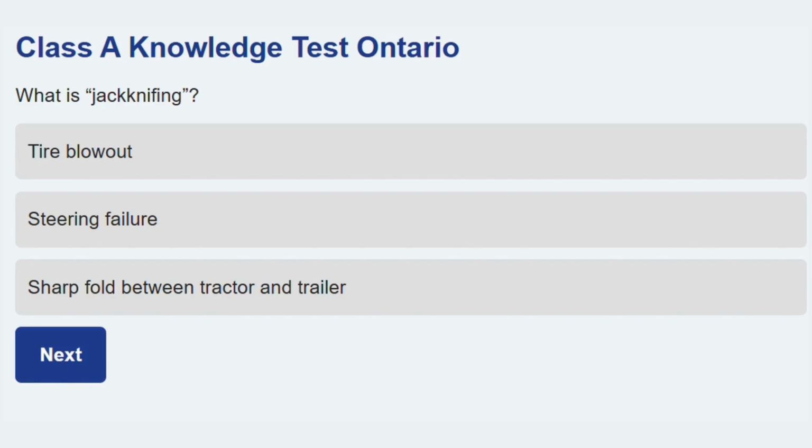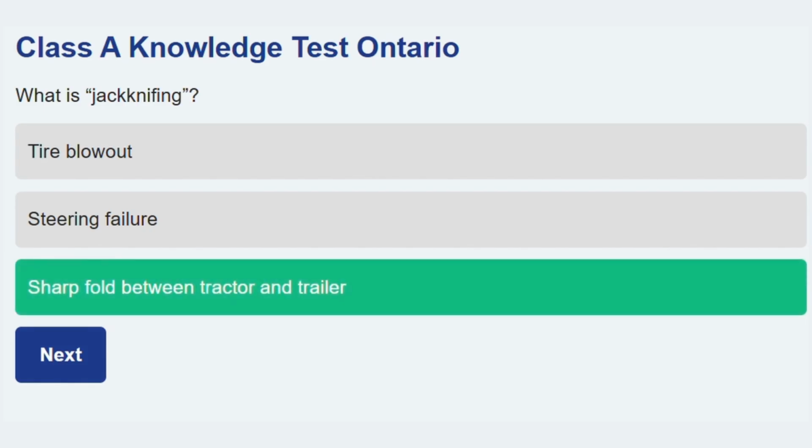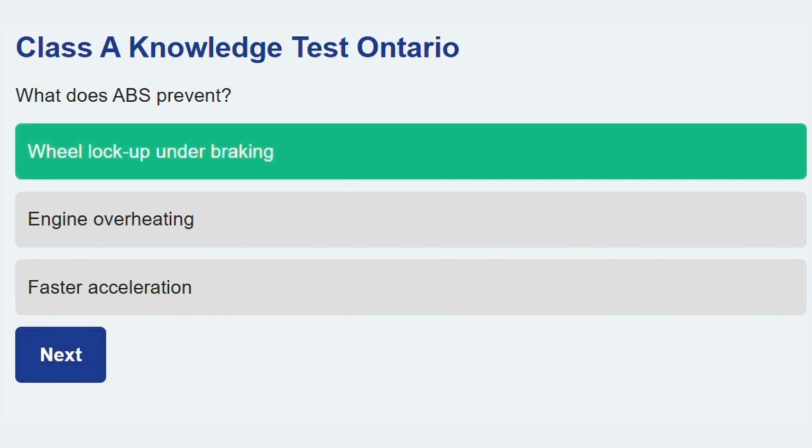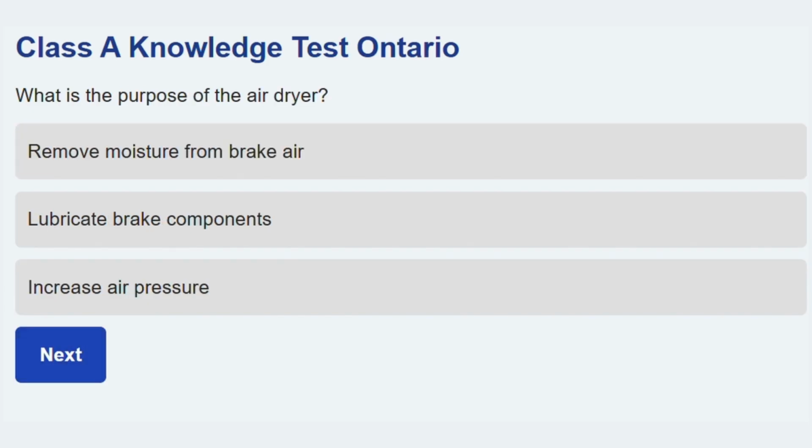Next up. What is jackknifing? Sharp fold between tractor and trailer, often caused by sudden braking. Continuing. What does ABS prevent? Wheel lockup under braking. Maintains steerability during hard stops.